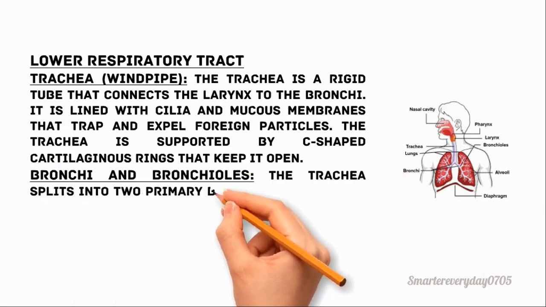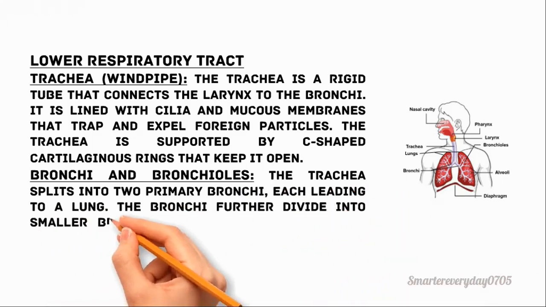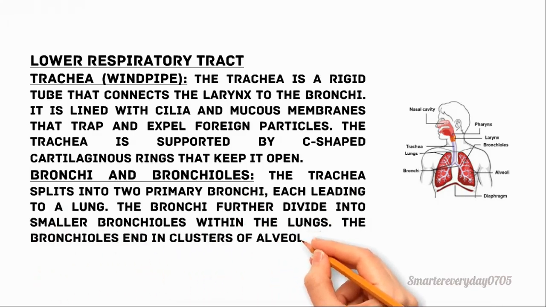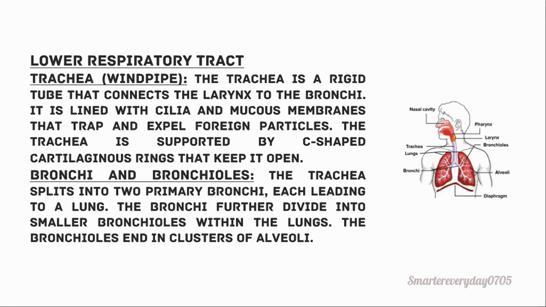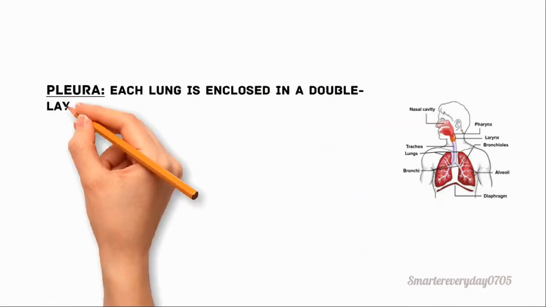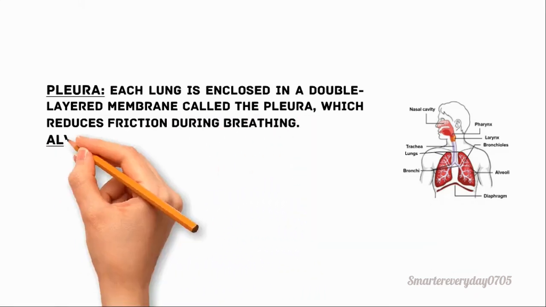Bronchi and bronchioles. The trachea splits into two primary bronchi, each leading to a lung. The bronchi further divide into smaller bronchioles within the lungs. The bronchioles end in clusters of alveoli. Pleura. Each lung is enclosed in a double-layered membrane called the pleura, which reduces friction during breathing.